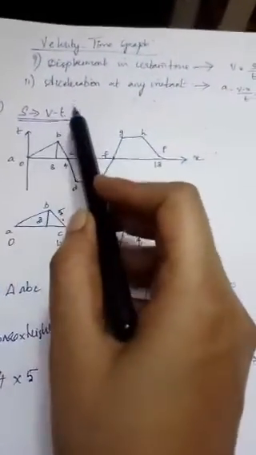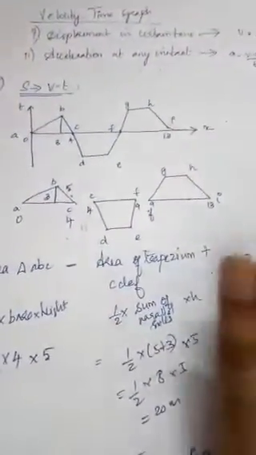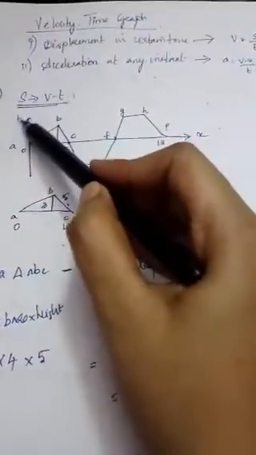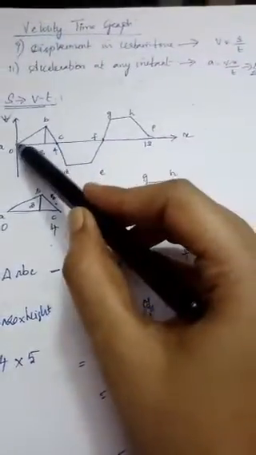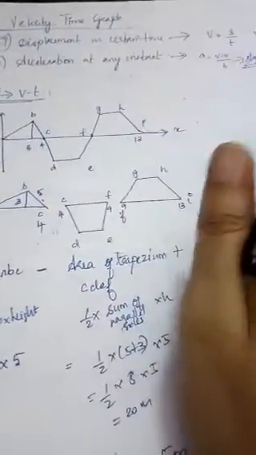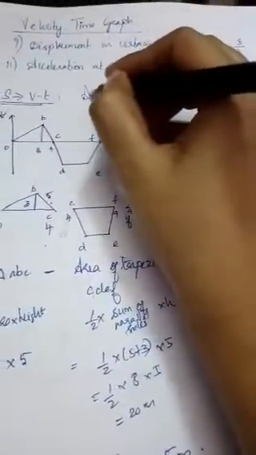How to find displacement in a velocity time graph. The graph is given like this with the time over here and velocity over here. Once you see it, you break your graph. If you break it, you can find one is a triangle, and the other two are trapeziums. I told you, if I want to find the displacement, I have to take the area.